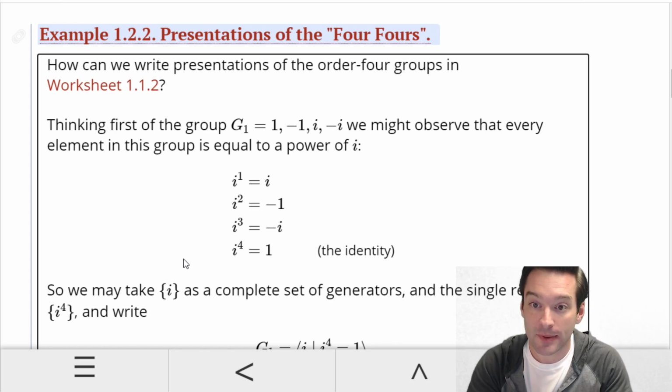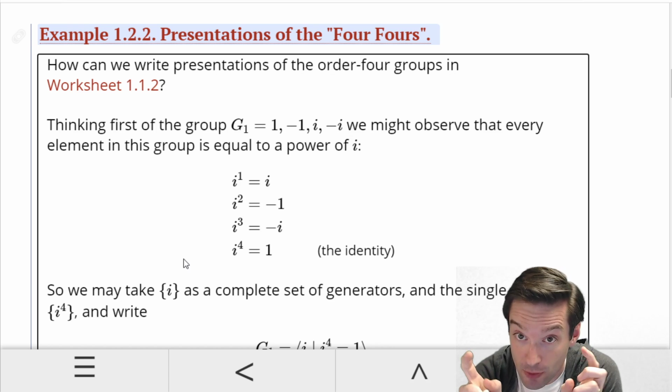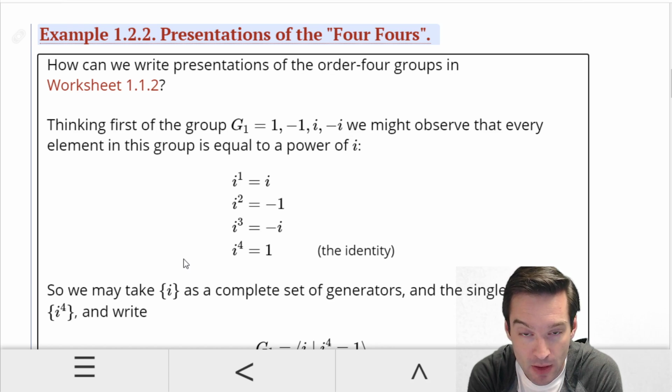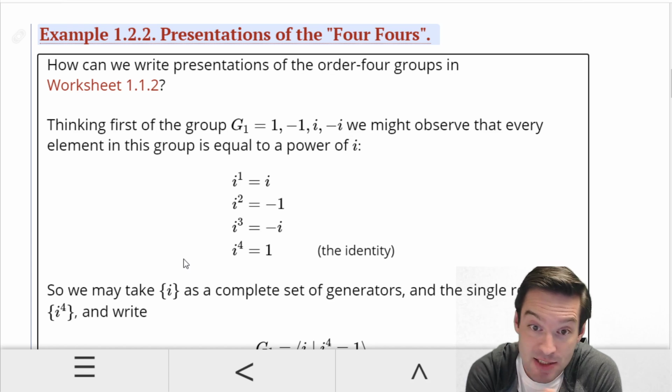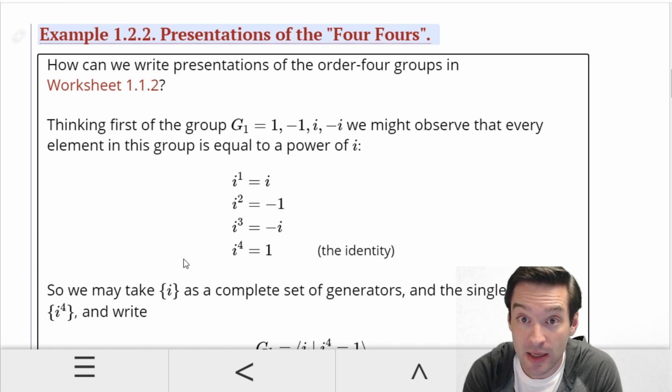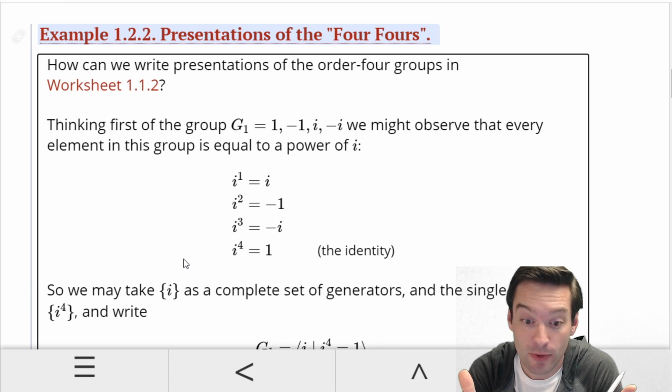And we might say that a relation for this group, so what can we cancel? Remember, what is equal to the identity? Well, the fourth power of I is equal to the identity. And so we would say that the fourth power of I can be thought of as in fact the relation, the only relation that we need in order to describe this structure.